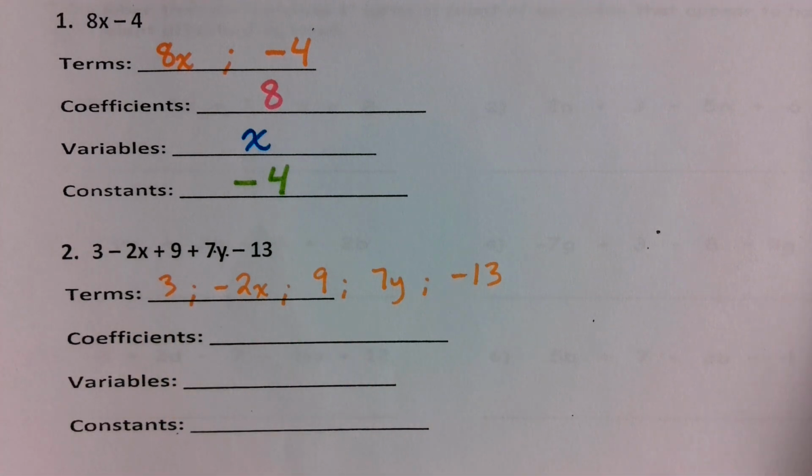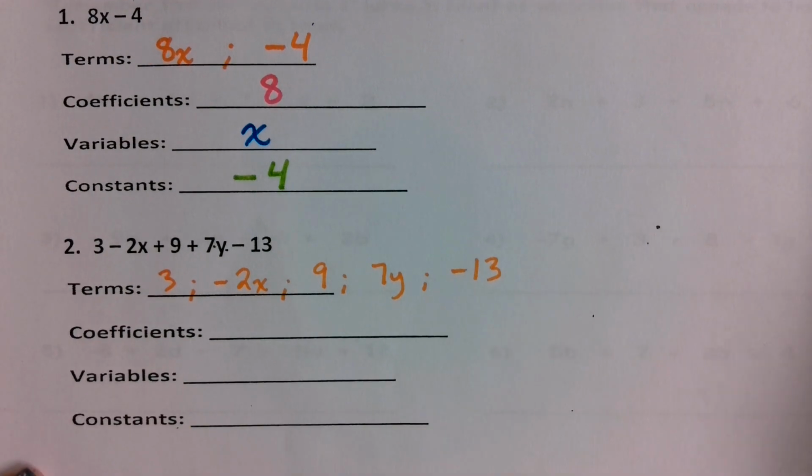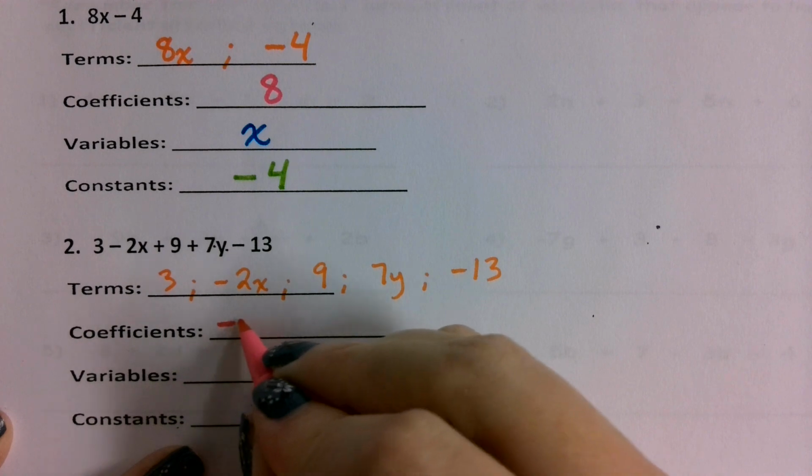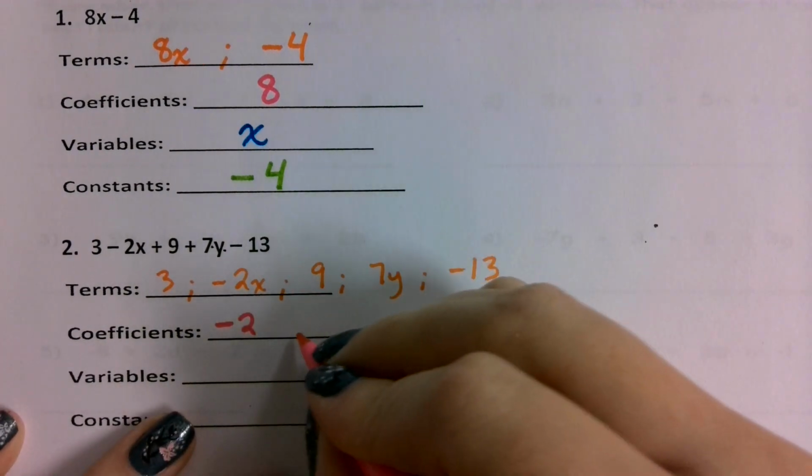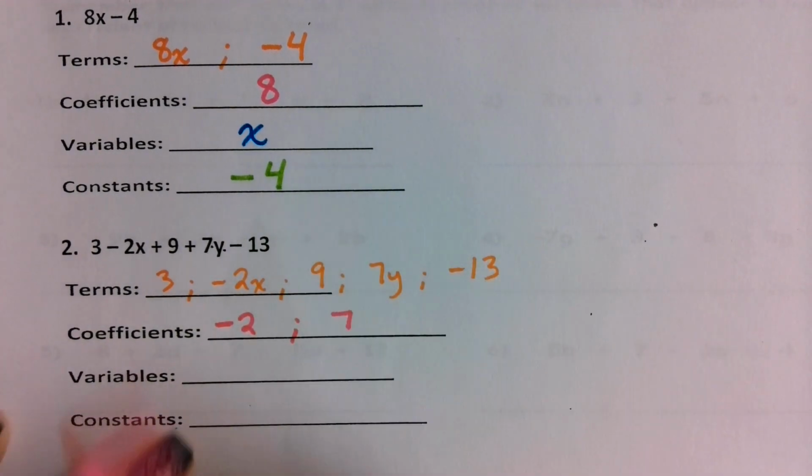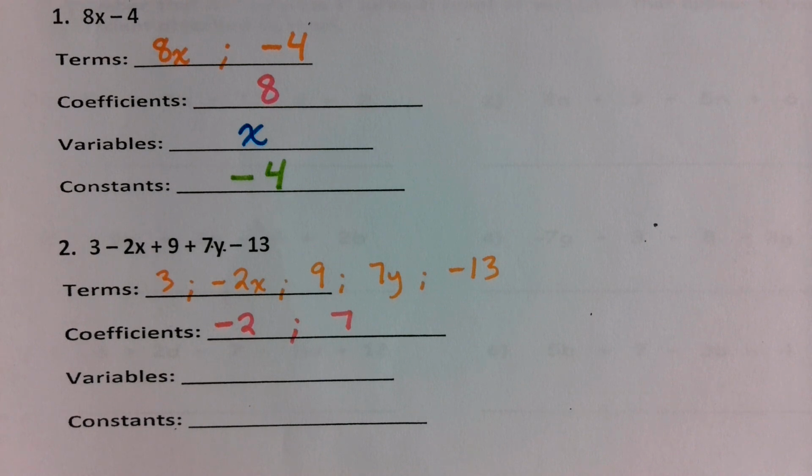Did you have a question, Mario? No, you want to answer the next one? All right, so coefficients then, Mario. What are the coefficients? Negative 2 and a positive 7. Those are going to be our coefficients for the problem.